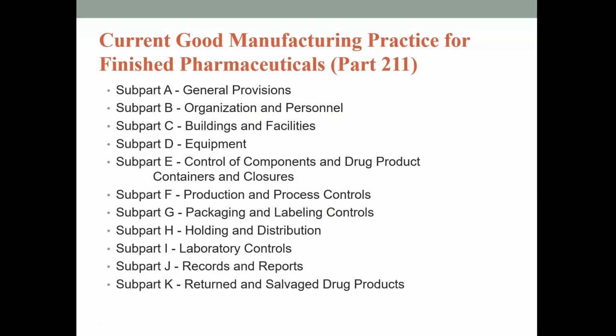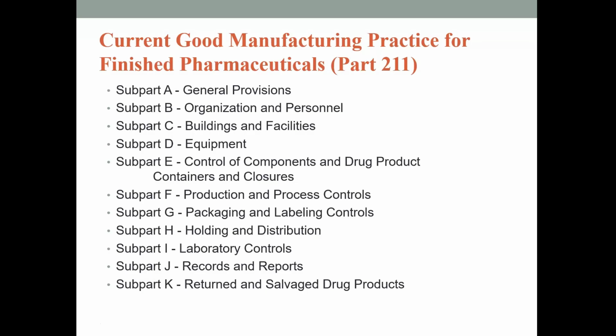So Subpart A is your general provisions, B is your organisation and personnel, so what requirements you have for the people you hire, putting job descriptions in place and training in place for them. C is the buildings and facilities, so how you maintain them, what standards they need to be. They'll have things like they have to be non-shedding and non-additive to a process. Then equipment, again, the type of equipment you have, how you need to calibrate it and maintain it, what procedures you should have.